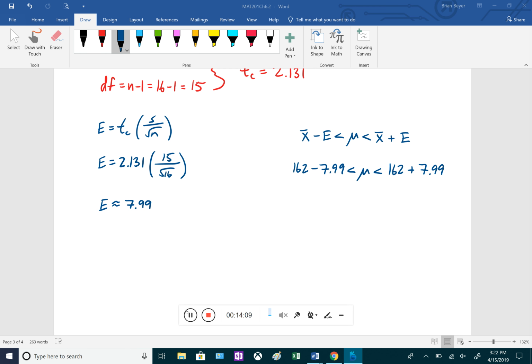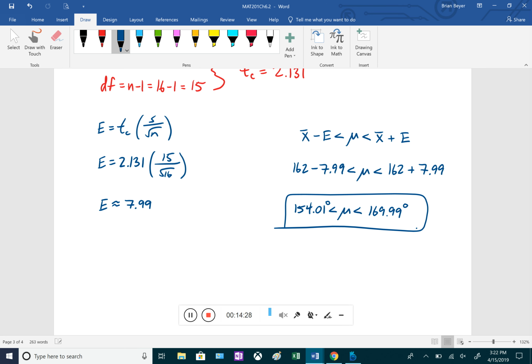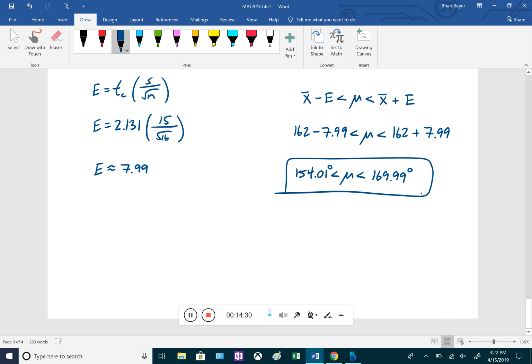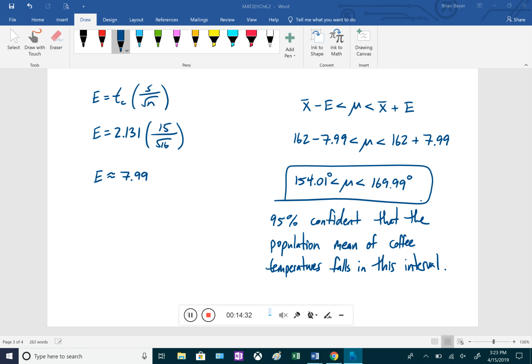So for the lower bound, we're going to get 154.01. And the upper bound, we get 169.99. And I'm going to throw a degree sign on here because these have the units of degree Fahrenheit. So there's our confidence interval. So we should label this and we should say that we're 95% confident that the population mean, which was coffee temperatures, lies within this interval.